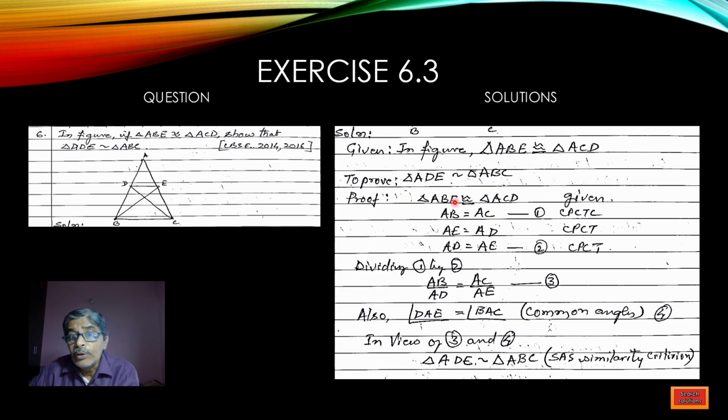So what is the proof? This is the given one. AB is equal to AC by CPCT, and AE is equal to AD by CPCT. So this is 1, this is 2, and dividing 1 by 2, we get AB by AD is equal to AC by AE, which we call 3. So also angle DAE is equal to angle BAC, which is the common angle, call it 4. So from 3 and 4, triangle ADE is similar to triangle ABC by SAS criterion.